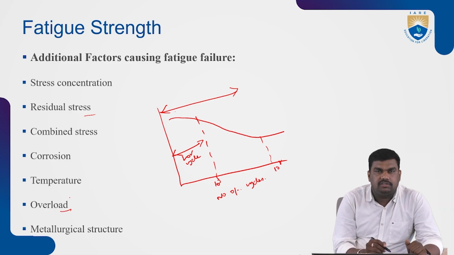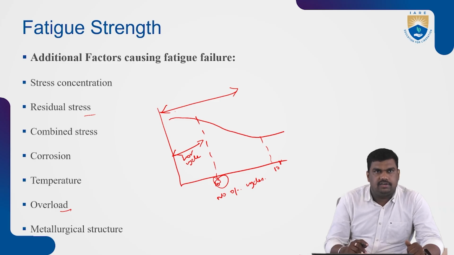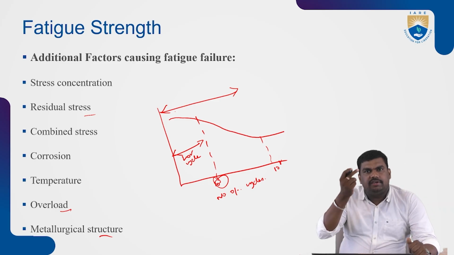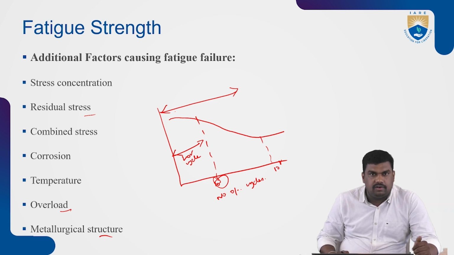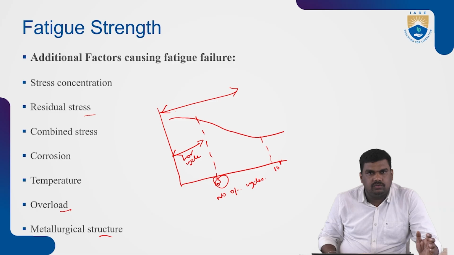Now overload means high stresses. So due to that, your endurance limit or your fatigue strength will be affected. That is overload. Then metallurgical structure, the material properties. Each and every material will have a different fatigue strength, and different grain structures will lead to that. When you have coarse or larger grains, then the cracks will be more.